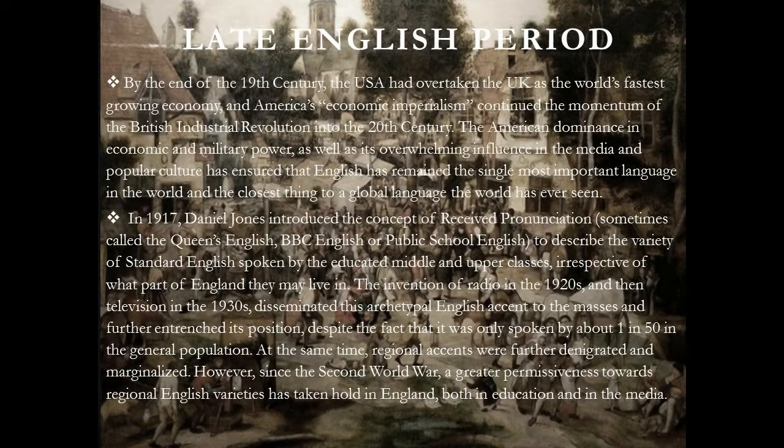In 1917, Daniel Jones introduced the concept of received pronunciation, sometimes called the Queen's English, BBC English or public school English, to describe the variety of standard English spoken by the educated middle and upper classes, irrespective of what part of England they may live in. The invention of radio and television disseminated the archetypal English accent to the masses and further entrenched its position. Since the Second World War, a greater permissiveness towards regional English varieties has taken hold in England, both in education and in the media.